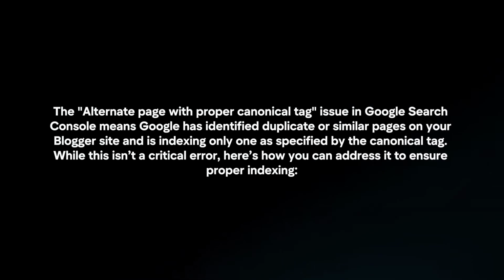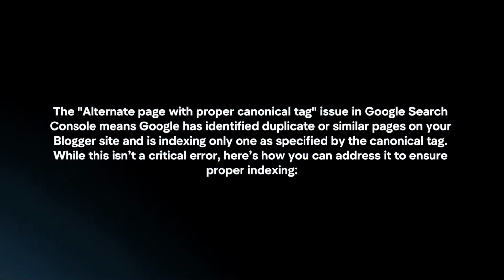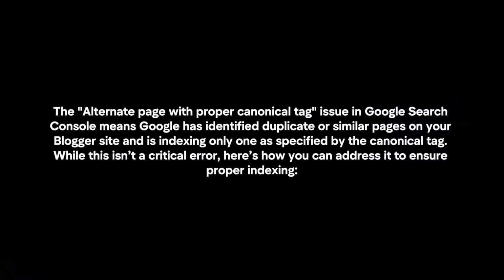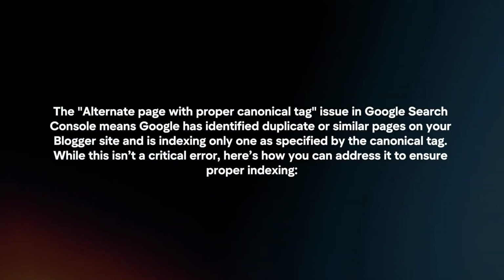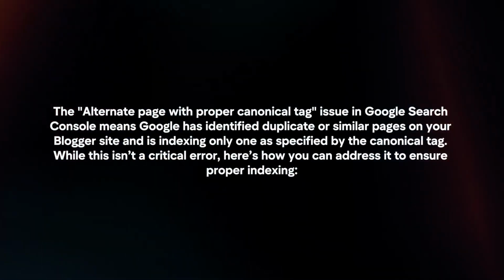The alternate page with proper canonical tag issue in Google Search Console means Google has identified duplicate or similar pages on your Blogger site and is indexing only one as specified by the canonical tag. While this isn't a critical error, here's how you can address it to ensure proper indexing.